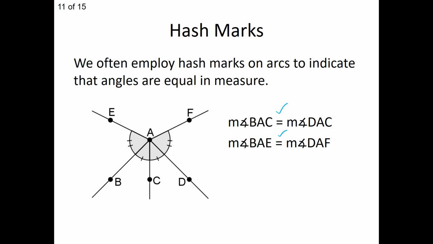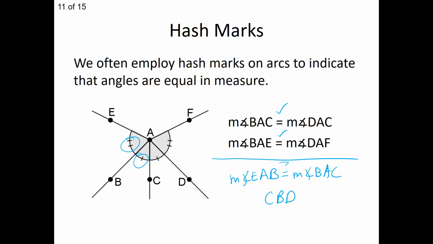But here's another question, and I've asked this in a previous lesson about our hash marks. I've already got two questions definitely answered. Those are definitely true. But what if I were to compare angle EAB to angle BAC? Really what I'm asking is, are these two equal? That's a double hash mark and a single hash mark. If you said yes, then you're wrong. But if you said no, you're also wrong. This one is a cannot be determined. We simply don't know whether or not those two angles are equal.